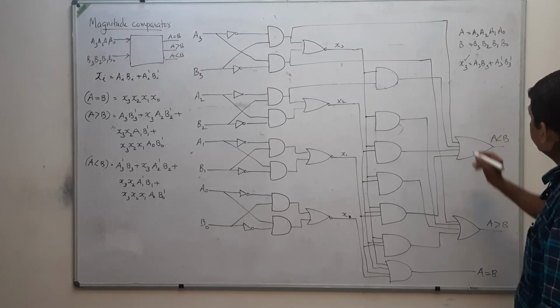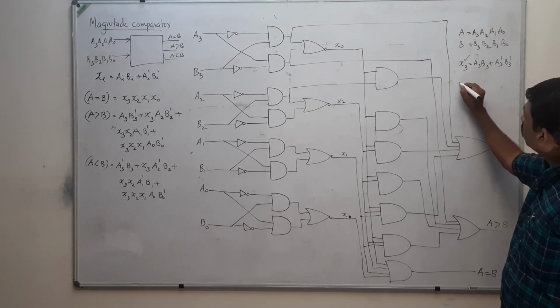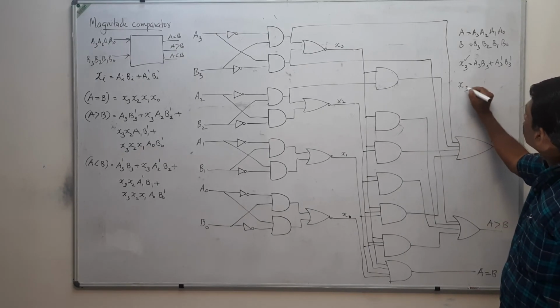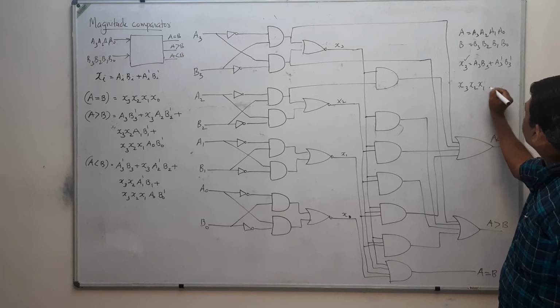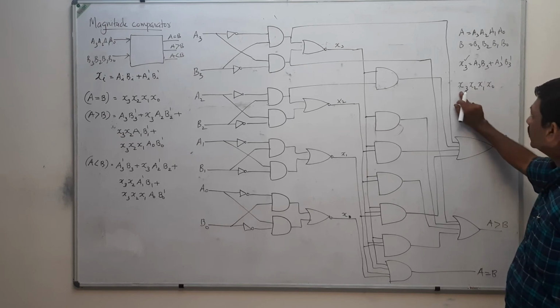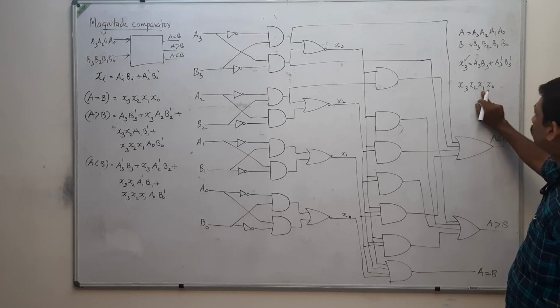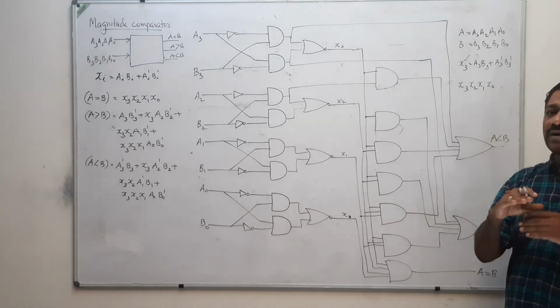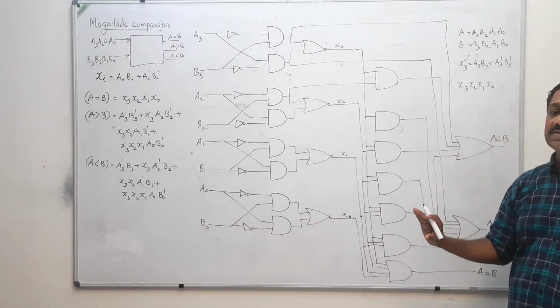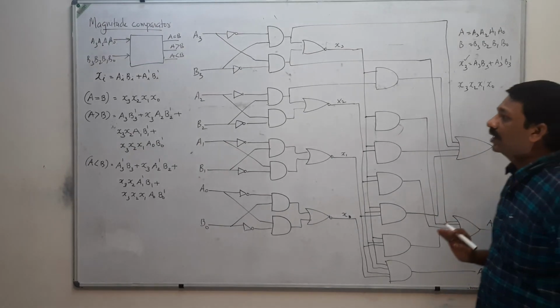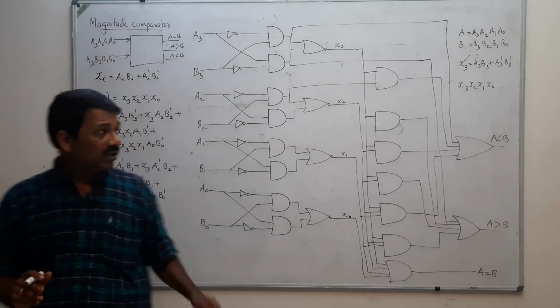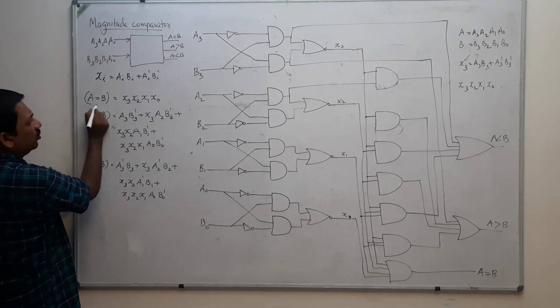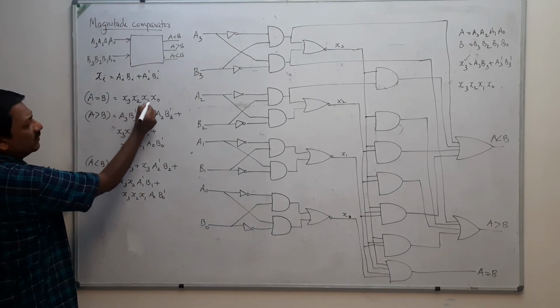Now we are going to multiply X3, X2, X1, X0. If X3 is equal to 1, X2 is equal to 1, X1 is equal to 1, and X0 is equal to 1, that means if all of them are 1s, that means A and B are equal. That is why you have the relation A equal to B: X3, X2, X1, X0.